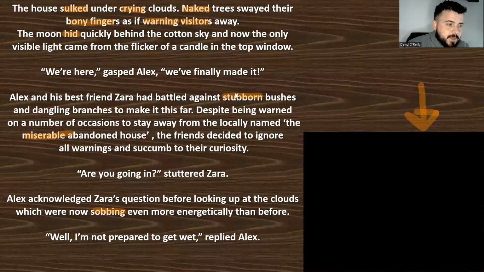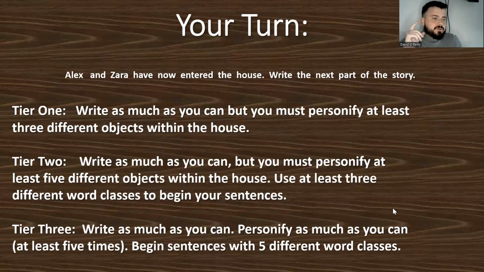Okay, so your turn. Alex and Zara have now entered the house. I read a part of the story. Now let's imagine that they've gone inside the house. Your job is, can you write the next part of the story? Tier 1, write as much as you can, but you must personify at least 3 different objects within the house. Tier 2, write as much as you can, but you must personify at least 5 different objects within the house. Use at least 3 different word classes to begin your sentences.